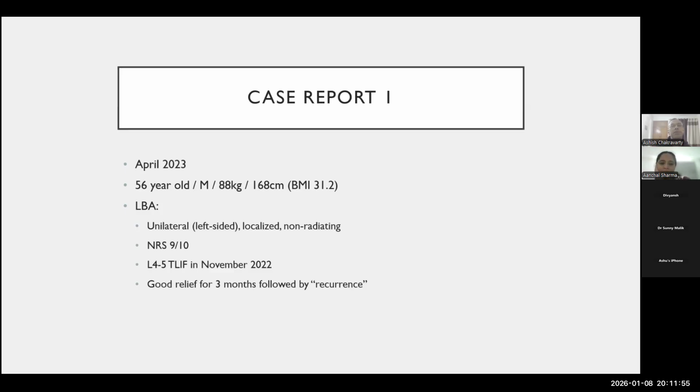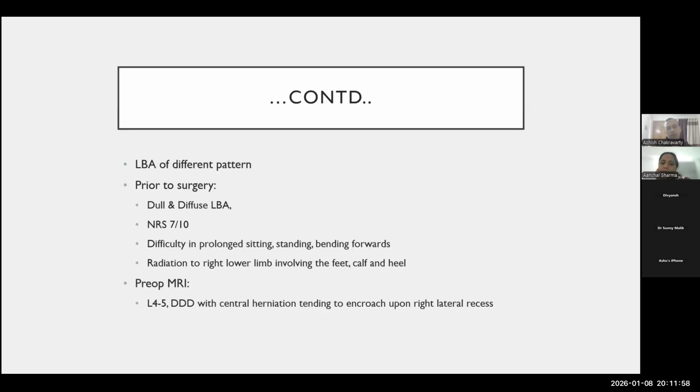On detailed questioning, what I found was that the low back ache was of a different pattern. What he revealed to me was that prior to surgery, he was having a dull and diffuse sort of low back ache with an NRS of around 7 to 10. He was having difficulty in prolonged sitting, standing, and bending forwards. That was his main complaint. At the same time, he also had radiation to the right lower limb involving the feet, calf, and the heel.